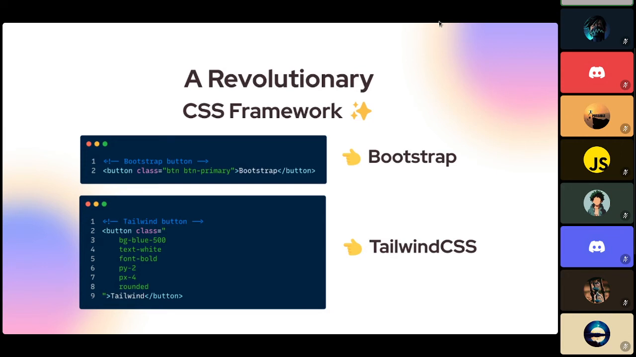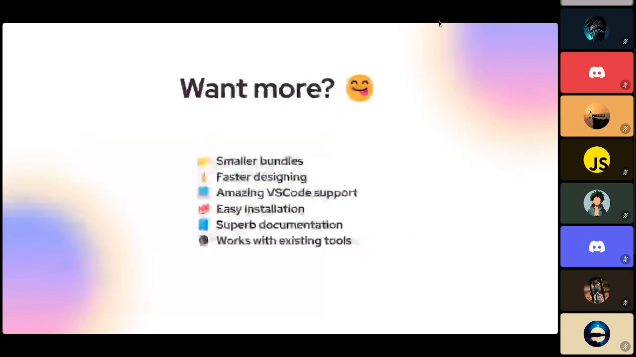You don't need to switch between your CSS file and your HTML file, because of course everything is in one place. So that results in faster designing and faster prototyping and faster development, because you're not roaming here and there. And then Visual Studio Code has amazing support with Tailwind. You can have dynamic CSS classes generated, and you can press control space on your VS Code and it'll just autocomplete, right?